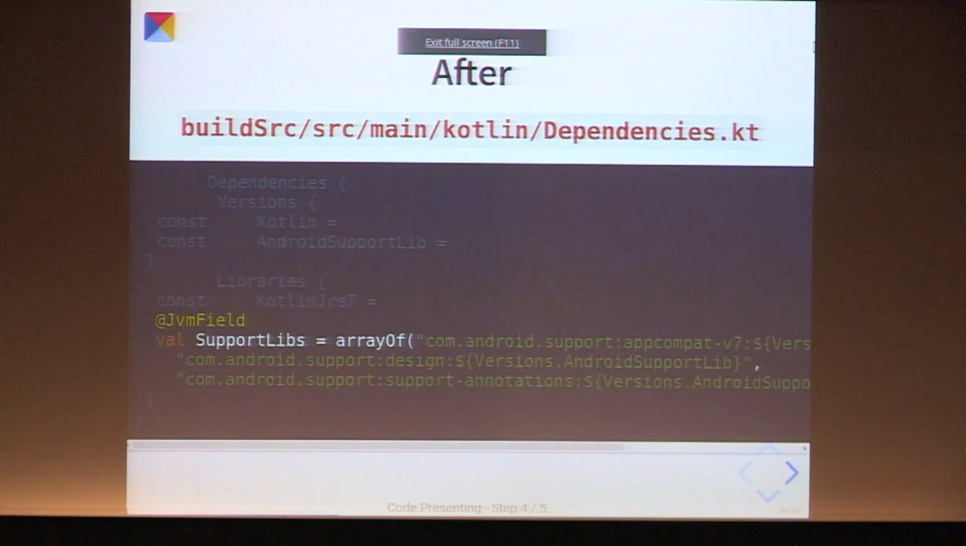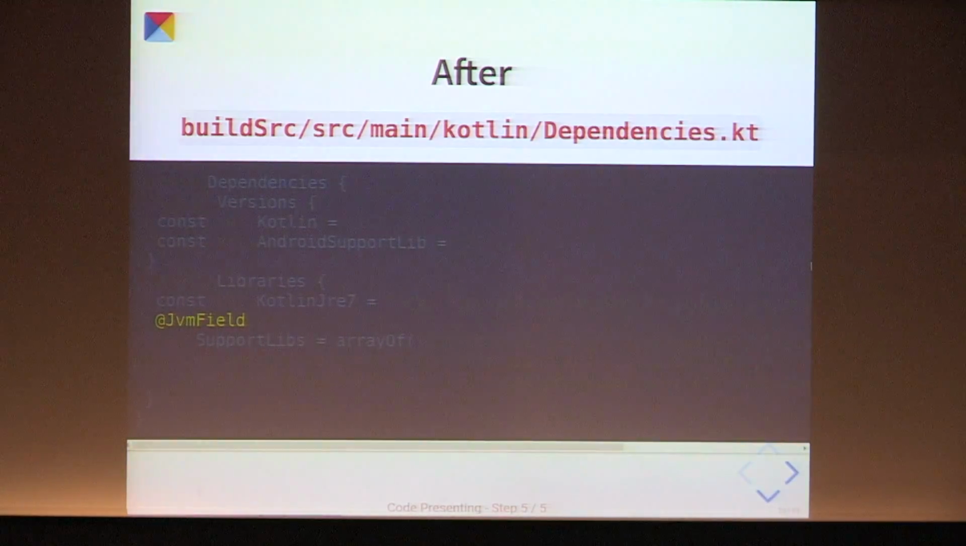And you can also create an array of dependencies to list all the Android support libraries. So here I use the JVM field. If you're not familiar with Kotlin, basically what it does is it tells the Kotlin compiler to make it an actual field that's visible from outside of the library's object.